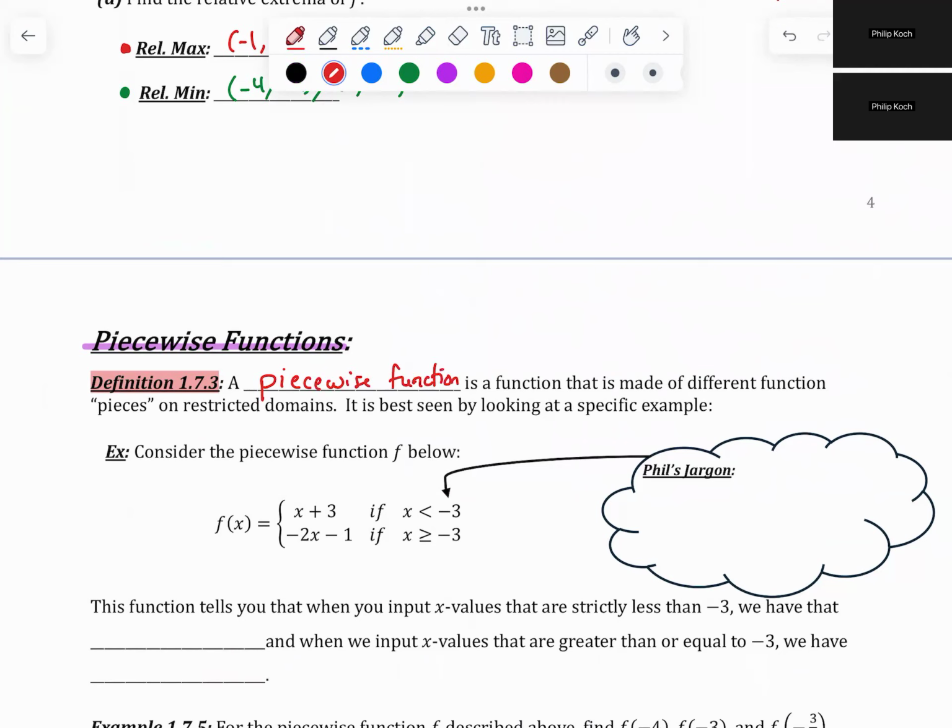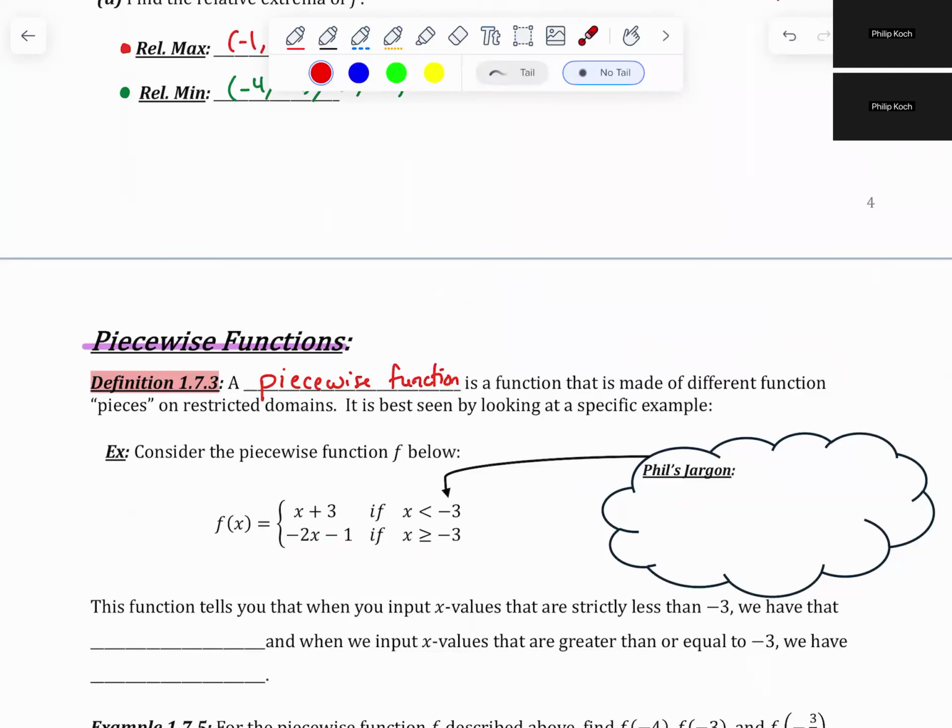is, of course, a function. It has to be because it's called one. It is made up of different function pieces on restricted domains. And it's best seen through a specific example. This is a piecewise function. f of x is equal to curly brace, and you have two pieces. You have x plus 3 if x is less than -3, and -2x minus 1 if x is greater than or equal to -3.